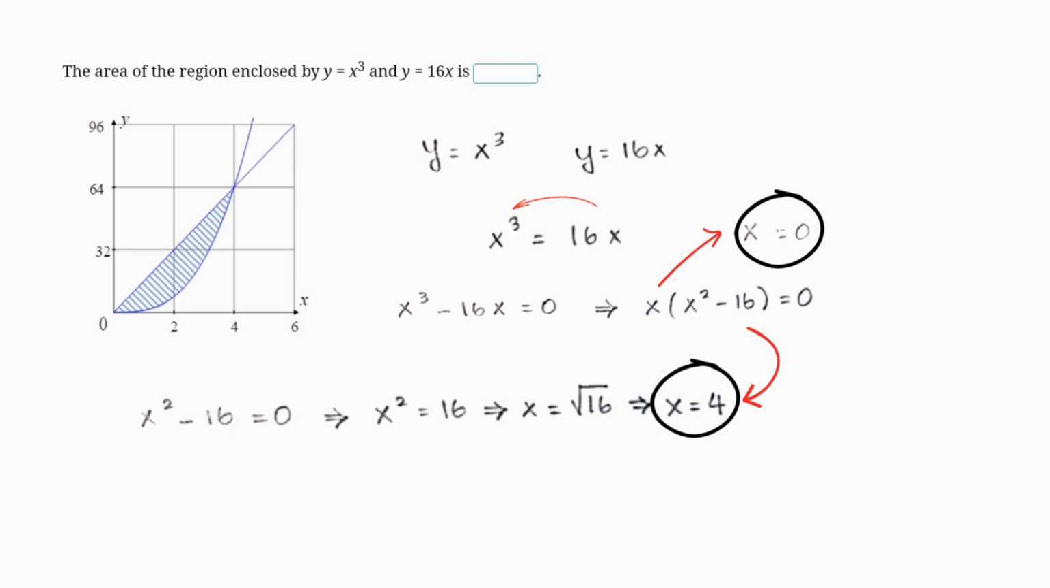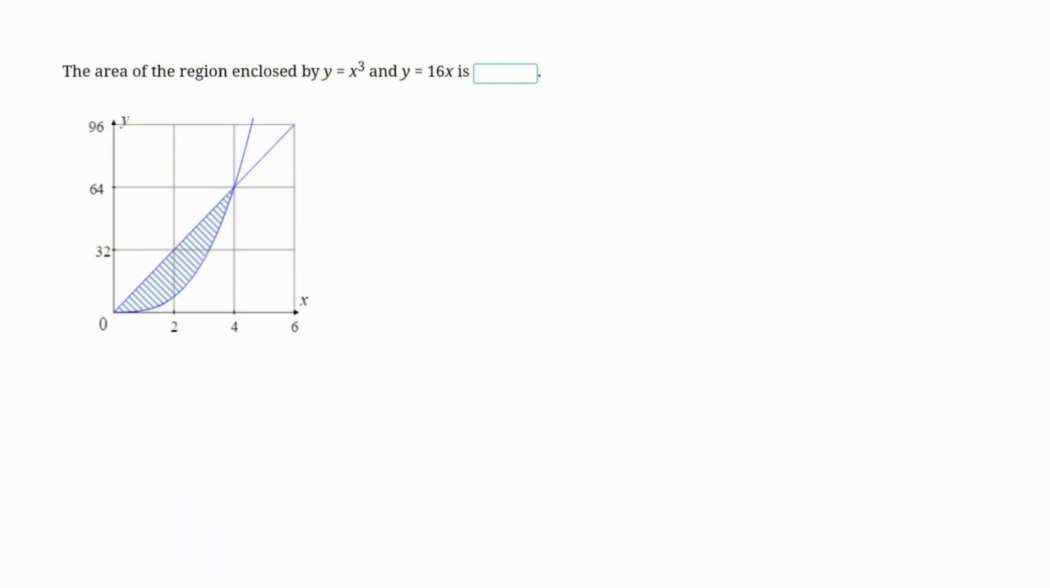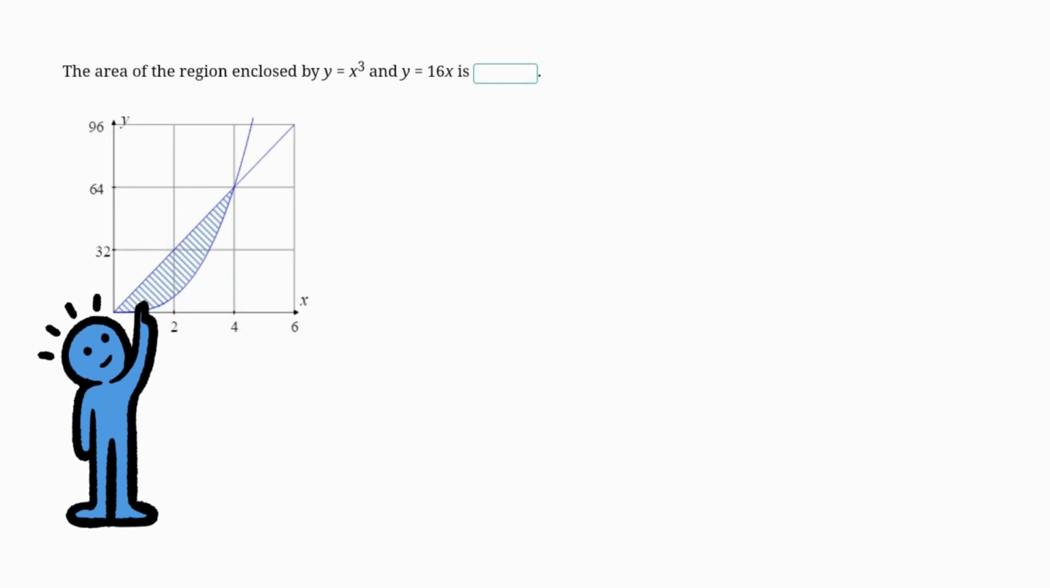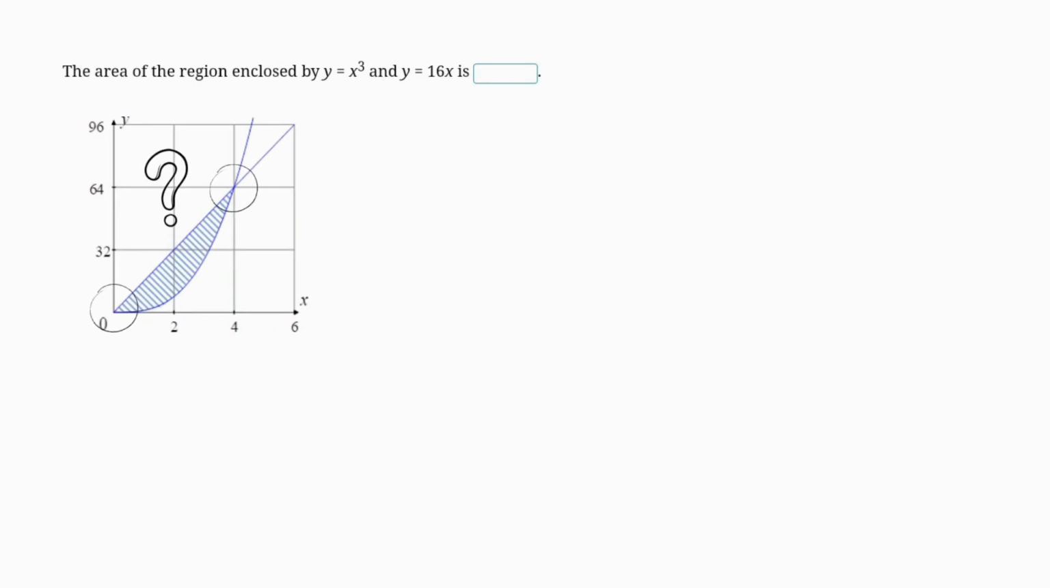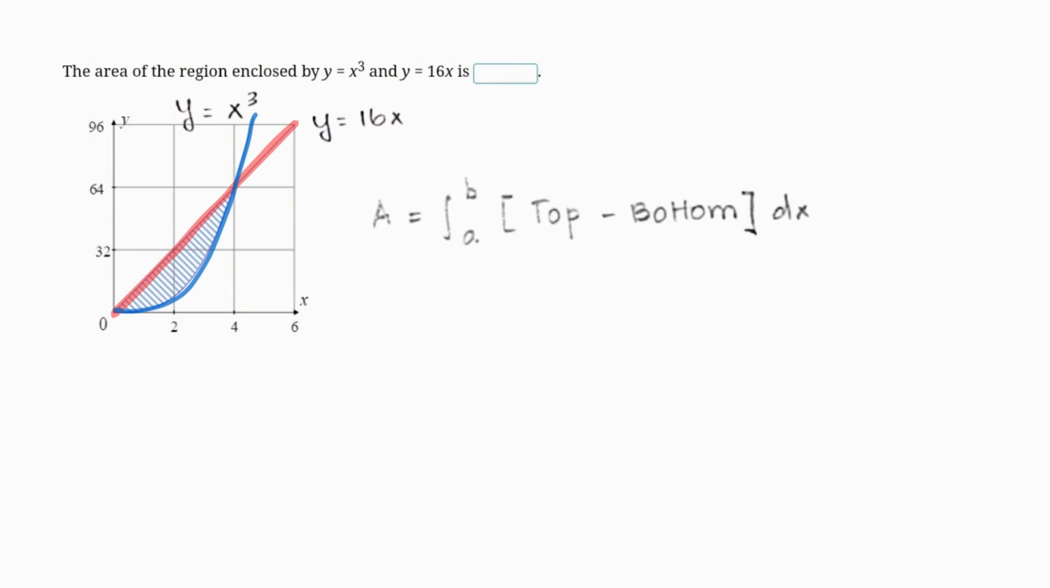As you can see, our roots are x equals 0 and x equals 4, and those are our limits for the integral. Now, look at the shaded region. Between 0 and 4, which graph is higher? The straight line, y equals 16x, is on top, and the curve y equals x cubed is on the bottom. So our area formula, A equals the integral from a to b of top minus bottom, dx, becomes A equals the integral from 0 to 4 of 16x minus x cubed dx.